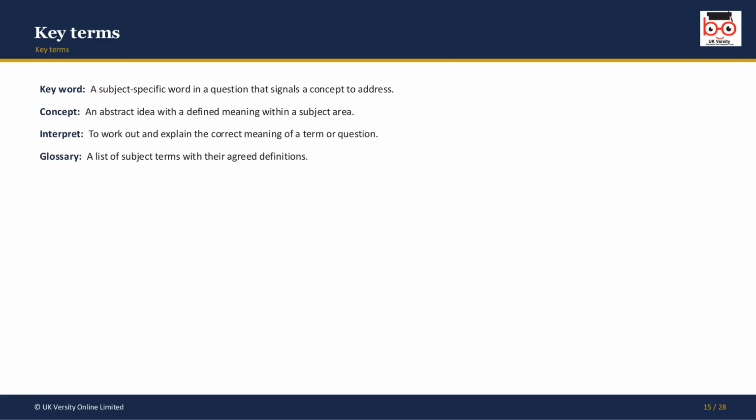A few more terms to hold on to. A keyword is a subject-specific word in a question that signals a concept you need to address. A concept is an abstract idea with a defined meaning within a subject area. To interpret is to work out and explain the correct meaning of a term or question. And a glossary is simply a list of subject terms with their agreed definitions.